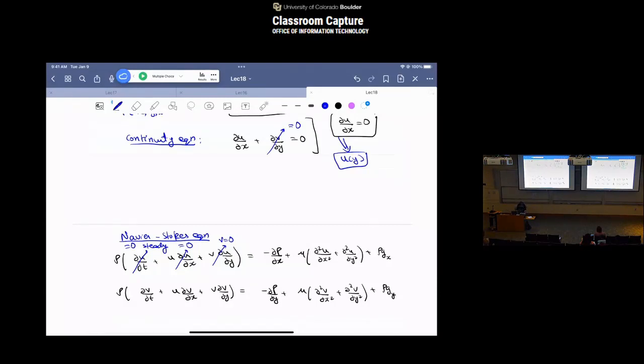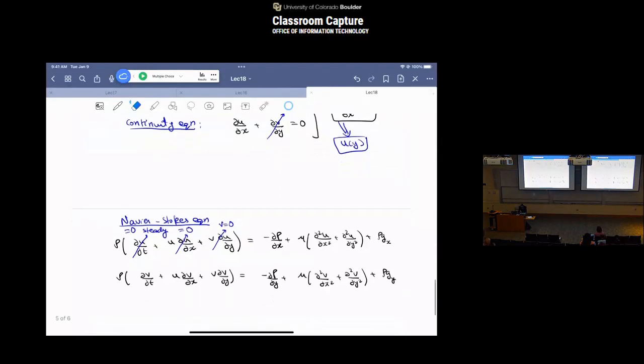Then what happens to mu del square u by del x square? 0, because del u by del x is equal to 0. Del square u by del y square stays, because u is a function of y. So this stays, and then rho gx is equal to 0, because there is no gravity. Any questions on the simplification here?